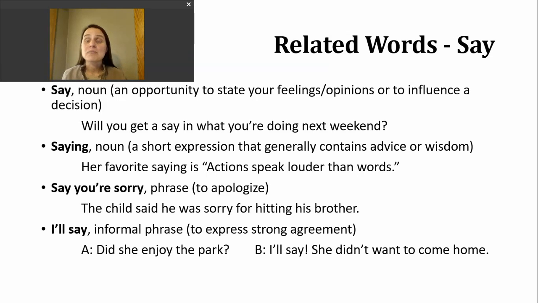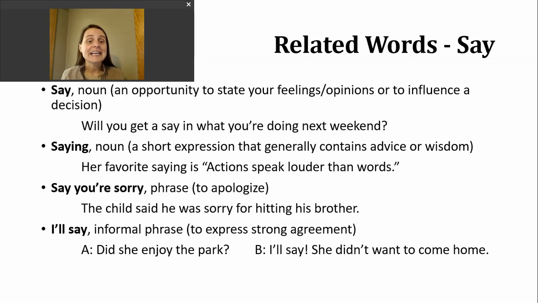Another related noun is saying. And this is a short expression that generally contains advice or wisdom. And this is so common in, I think, all cultures and languages. It's not unique to English. But I thought I would share with you a very popular or famous American saying. And it's in this sentence.